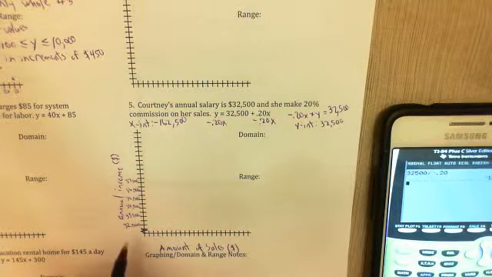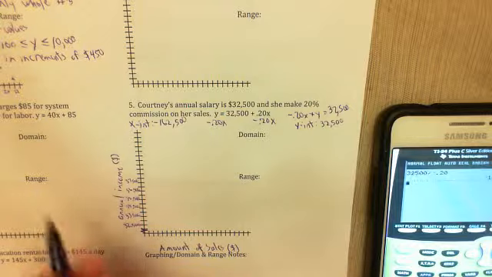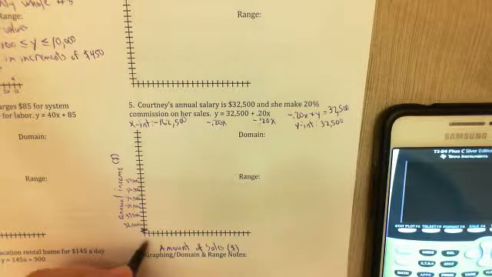So if we want to assume she's selling things that might cost $1,000 amounts, we could have this be 0.